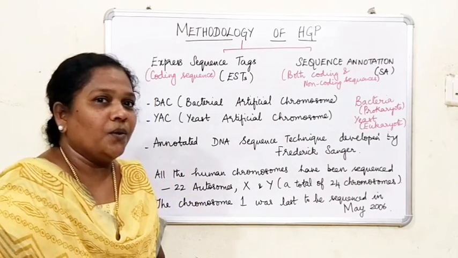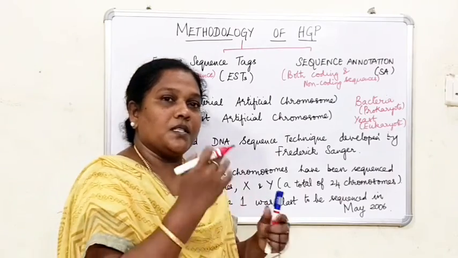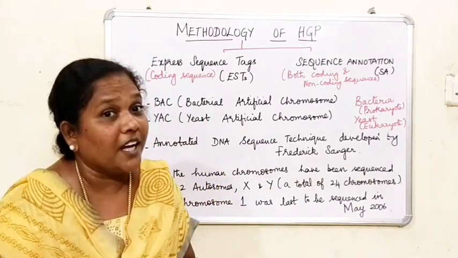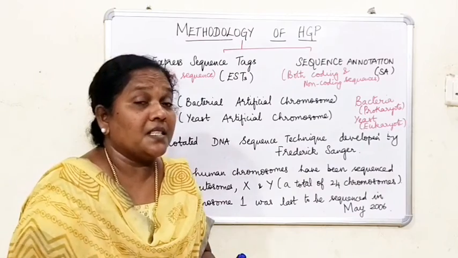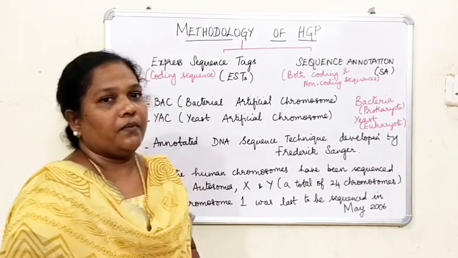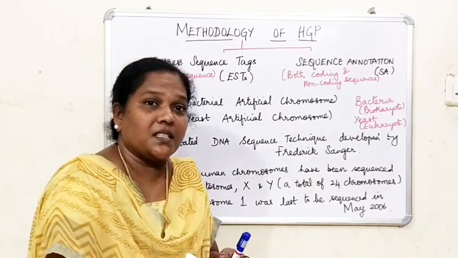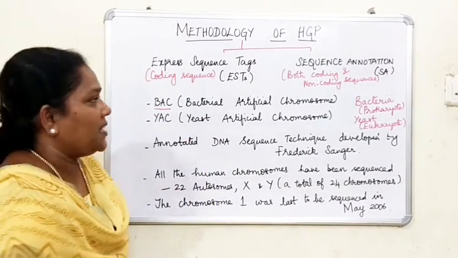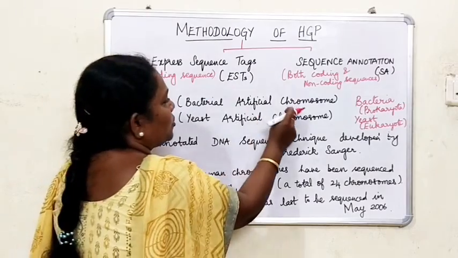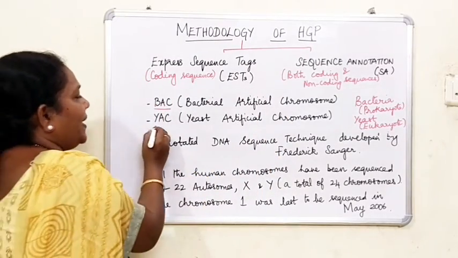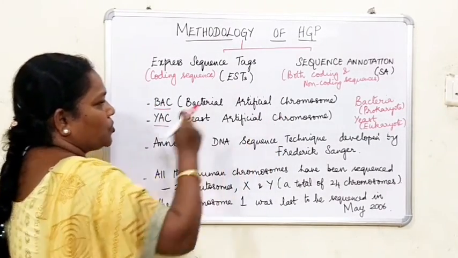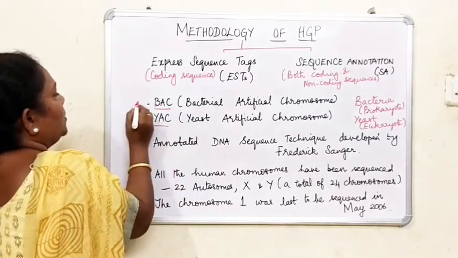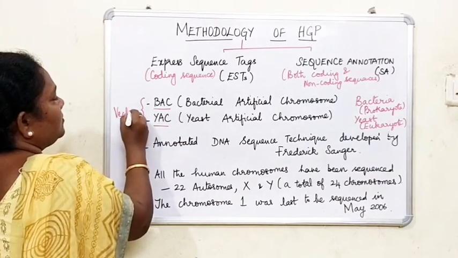So what did they do? The whole genome is isolated and broken into fragments, and then these fragments are inserted into the host. How? A vector is used. So which is used as a vector? BAC. So what is BAC? Bacterial artificial chromosome. And YAC, yeast artificial chromosome. So these two chromosomes are used as vectors.